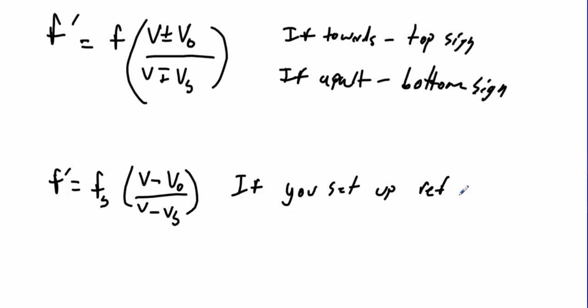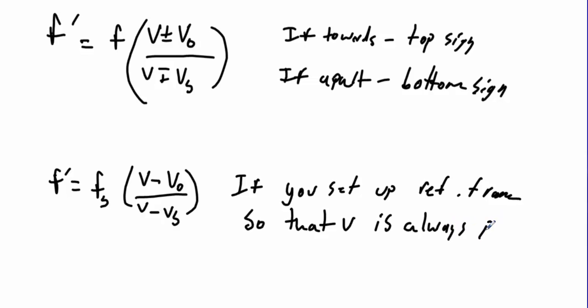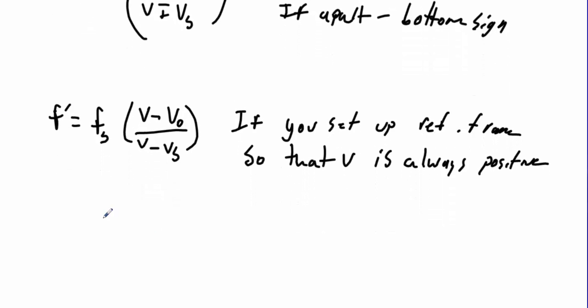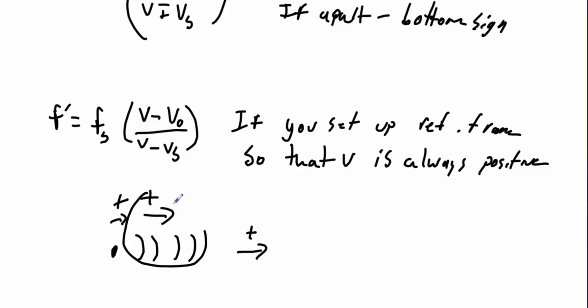the reference frame, so that V, the velocity of the wave, is always positive. If you think about that, here's the source, and it produces a wave, and if that wave is moving this way, then that's my positive direction. So if the observer is moving away, then the velocity of the observer is also positive. If the source is moving this way, it's also positive. So we look at the way the wave is moving, and we make that our positive direction.